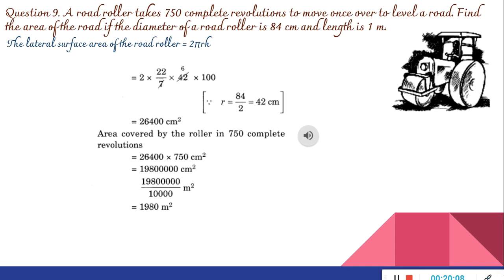Now area covered by the roller in 750 complete revolutions. So that will be 26,400 into 750 centimeter square. That will be 1 crore 98 lakh centimeter square. Now divided by 10,000, that is equal to meter square. So we will get 1,980 meter square. So the area of the road would be 1,980 meter square.